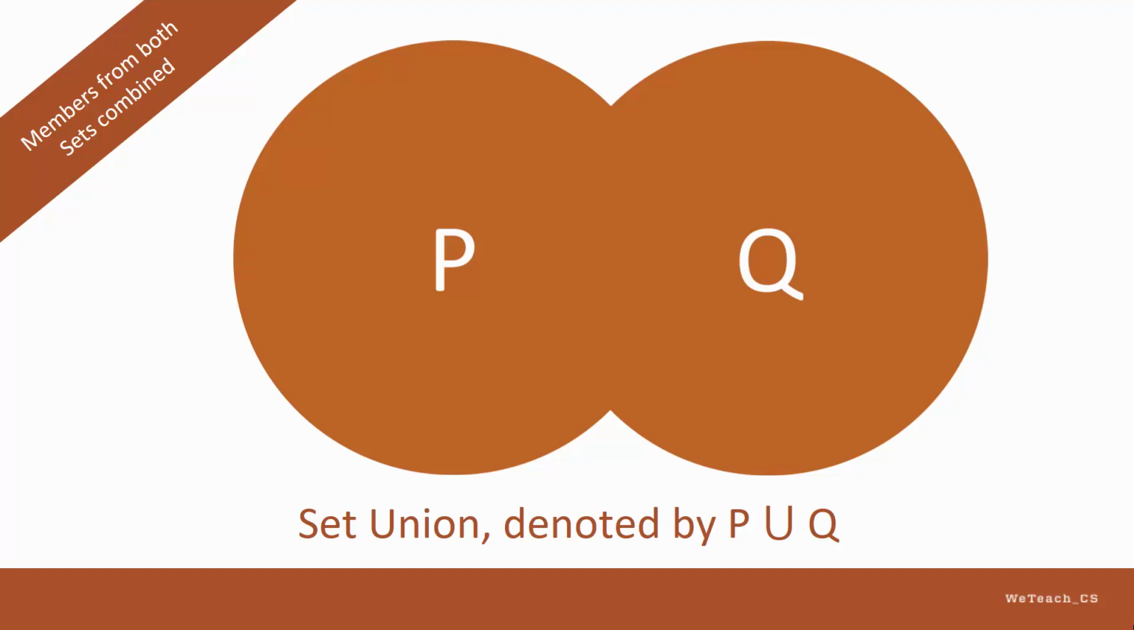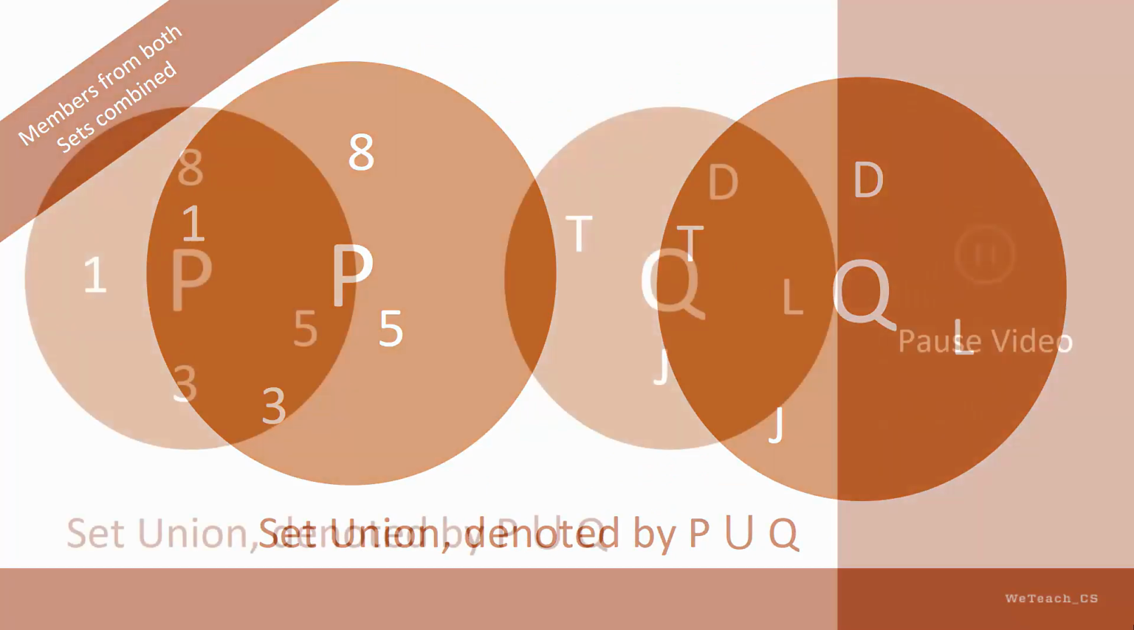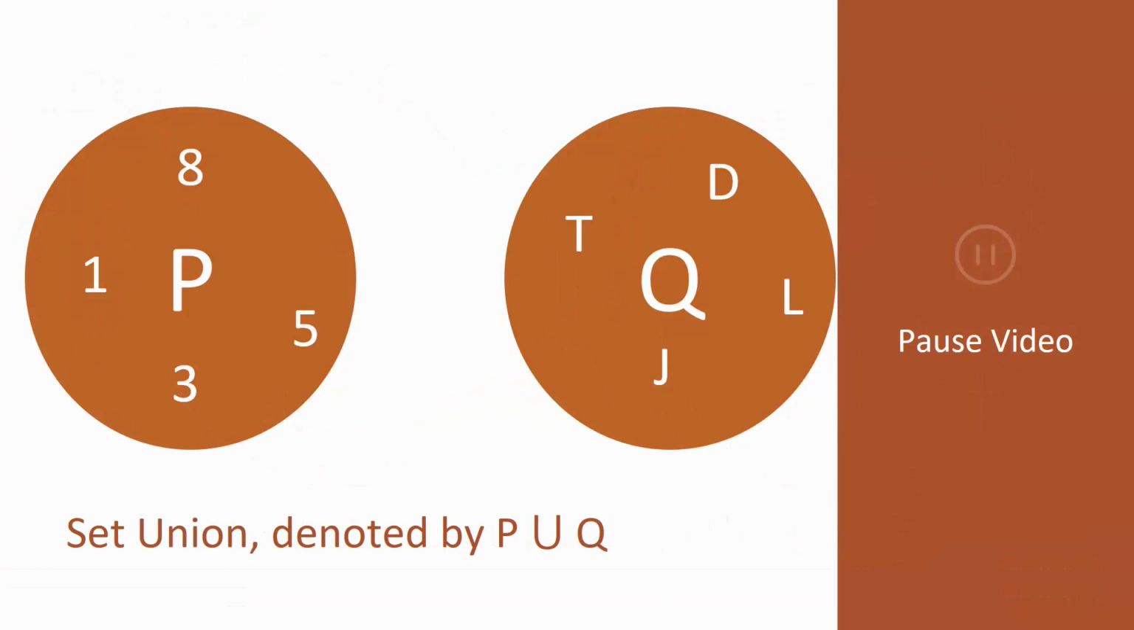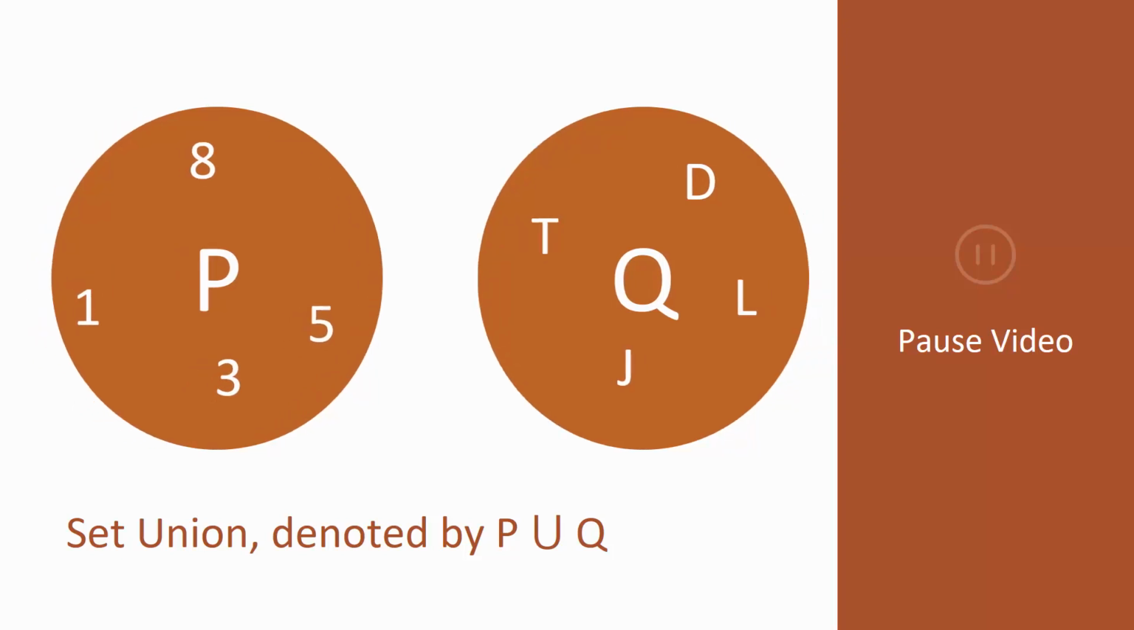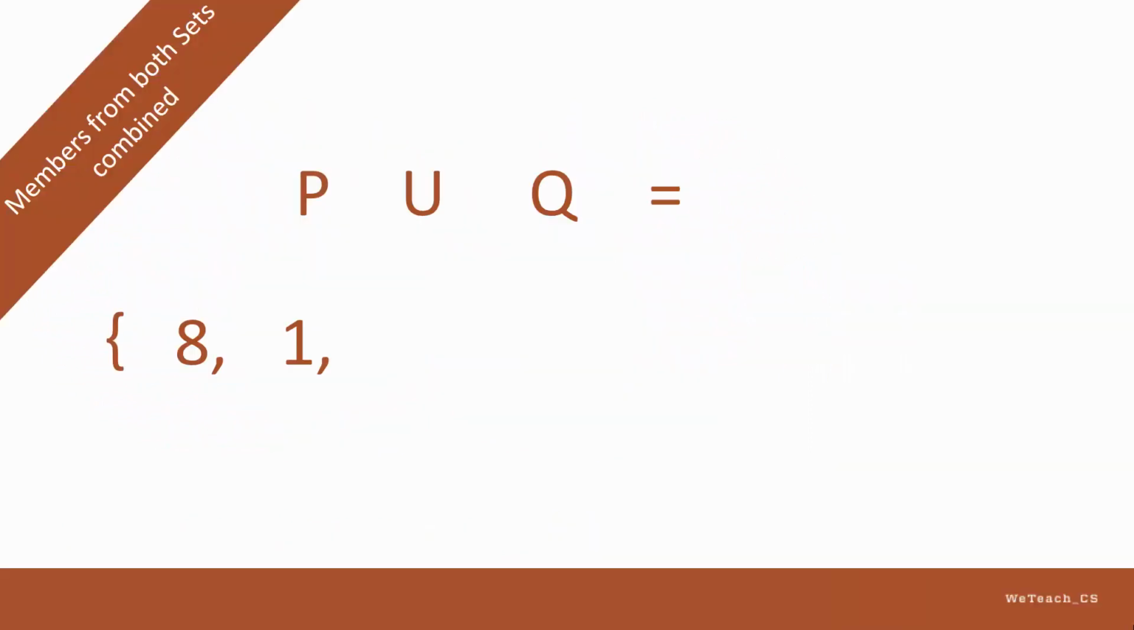To further demonstrate this union, let us add members to set P. We'll add 8, 1, 3, 5, and to set Q, D, T, J, L. Pause the video for a second and see if you can guess what is the result of this union. The result of P union Q shown here contains all the members of both sets. Notice that the order of the members does not matter.